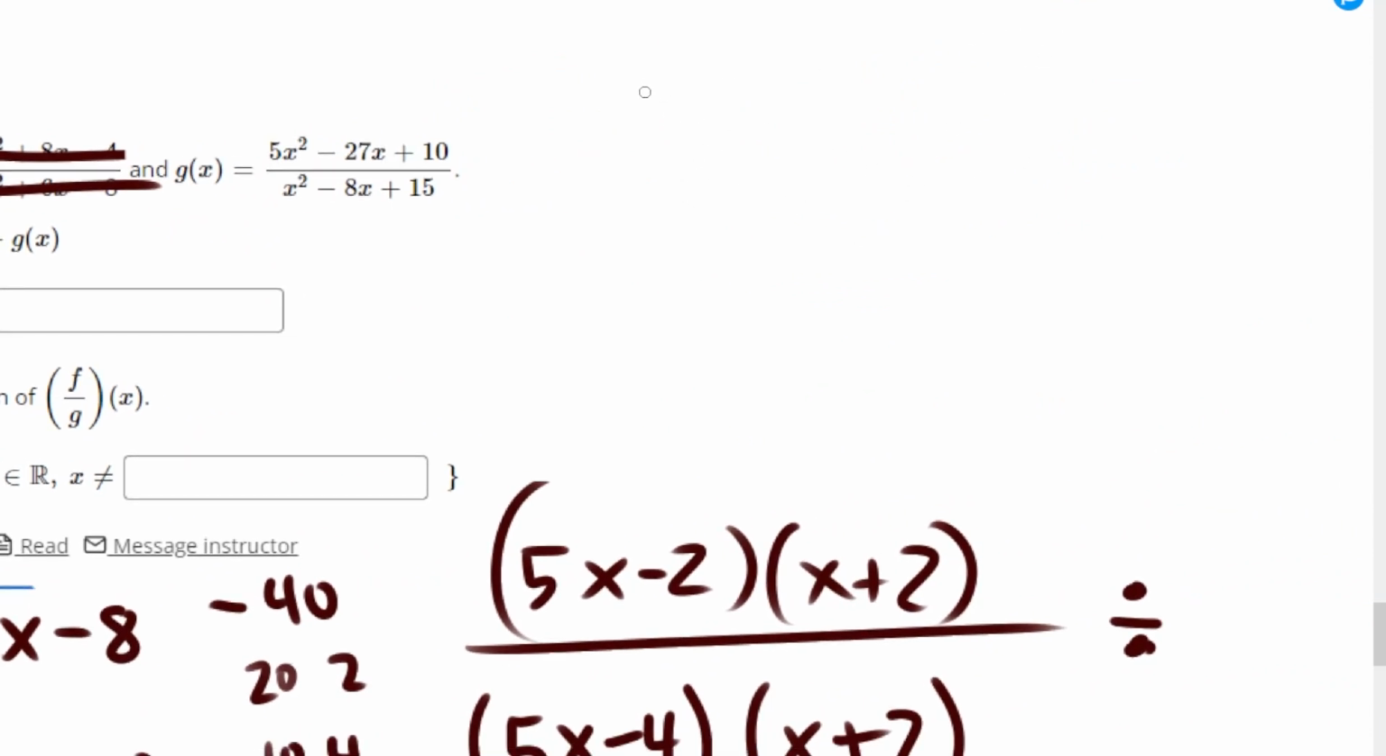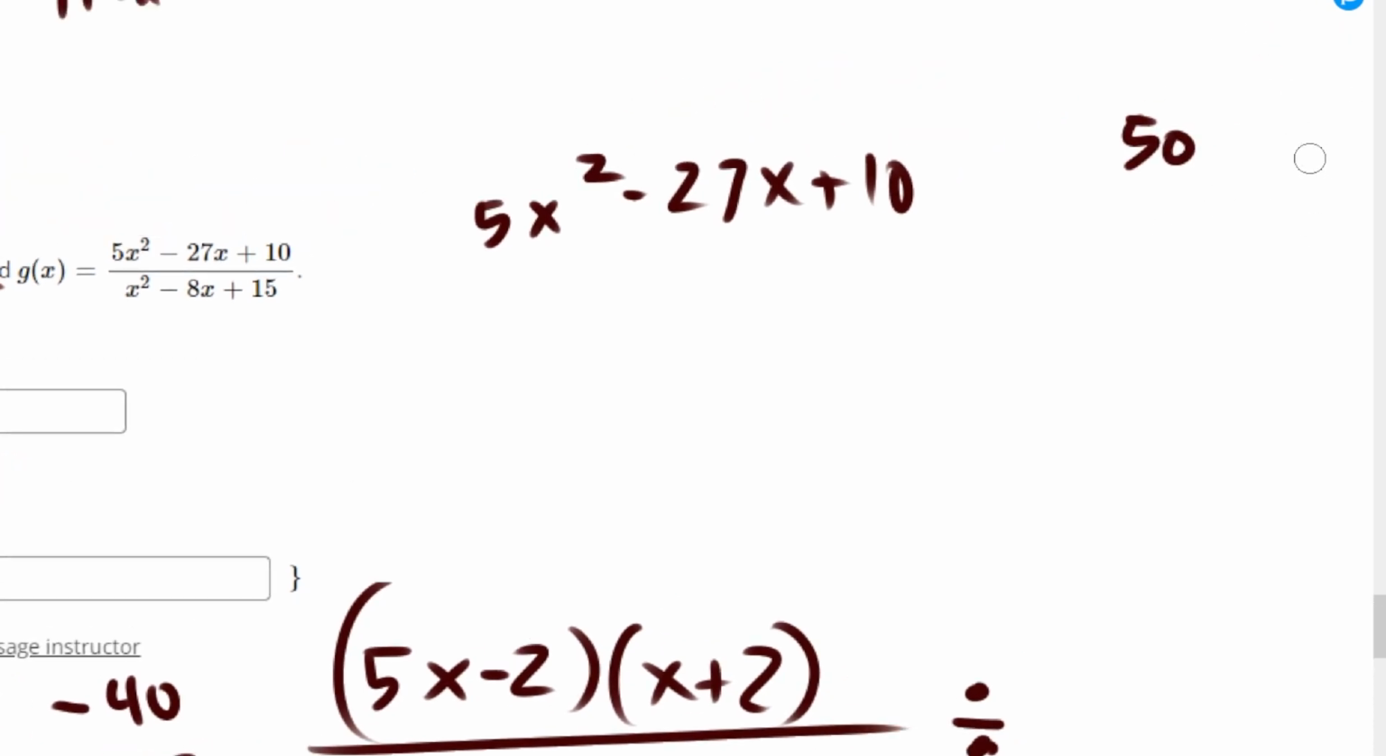Next, we'll do the 5x one. So we have 5x squared minus 27x plus 10. We'll do the AC method, so 50. We want something that multiplies up to 50 and adds up to 27. This one's going to be a little trickier. Probably it's going to be 25 and 2, and both of them are going to be negative.